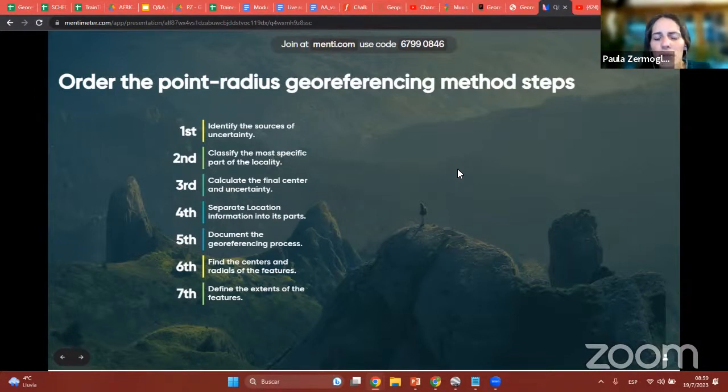And so it's important that we keep this protocol, this set of steps, in mind.